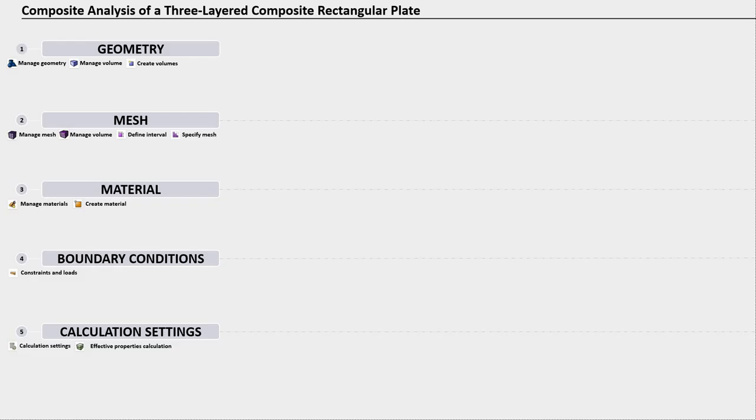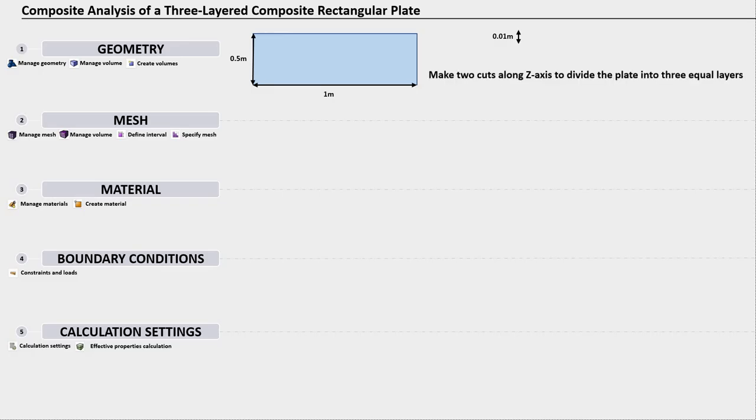We will start by defining a rectangular surface with dimensions of 1 meter in length and 0.5 meter in width. This surface will be extruded to a height of 0.01 meter to form the three-dimensional volume of the composite plate. To create the layered structure, we will then divide this volume into 3 equal layers, each representing different material properties.